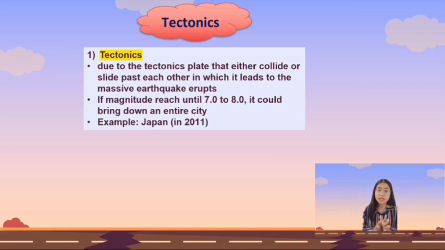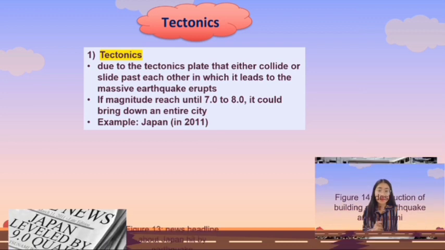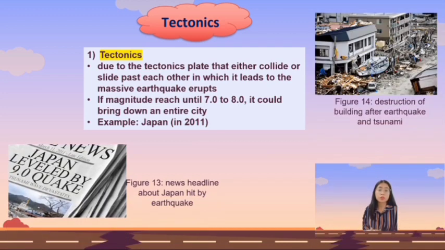It is said that if the magnitude is high enough, reaching 7.0 to 8.0, it could bring down an entire city. For example, in 2011, Japan was hit with a huge and violent earthquake with a magnitude of 9.0, which claimed more than 18,500 lives, destroyed buildings, and the worst scenario was that it triggered the tsunami.